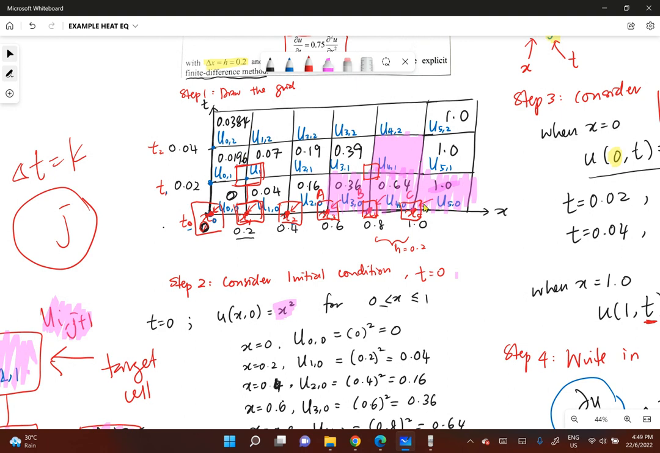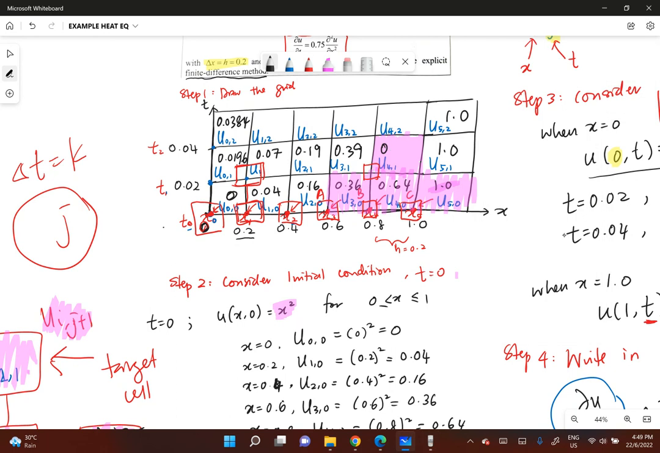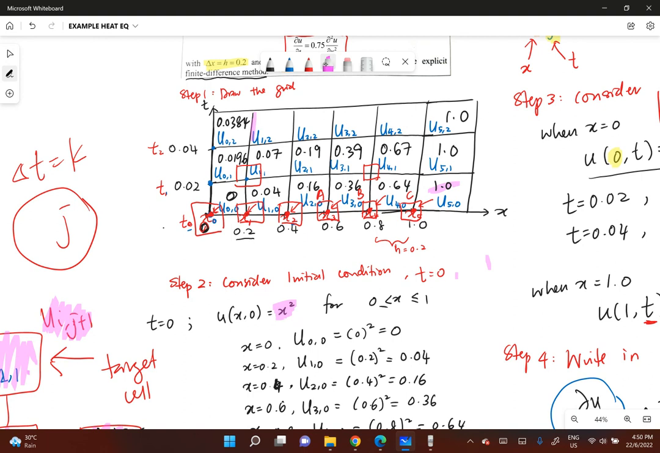Okay, so now A is this one, 0.36. Calculate. A is 0.36. B is 0.64. C is 1. So now we get 0.67. Okay. Lepas tu, we just move up. This molecule graph yang sama, kita gerak ke atas. Mean here, this is Uij plus 1.